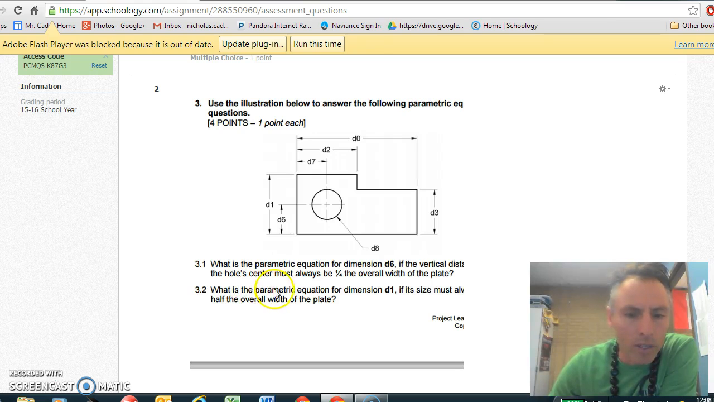Let's do it together. What is the parametric equation of dimension D1, which is the height of this? Its size must always be half of the overall width of the plate. We would say D1 equals D0 divided by 2. That way D1 will always be half of that width. Make sense? All right.